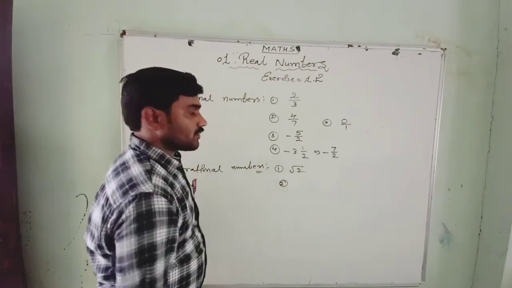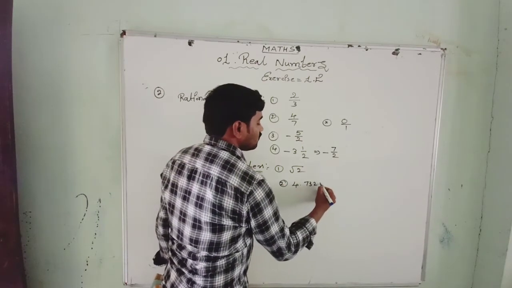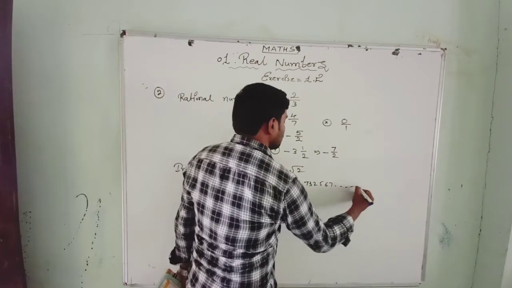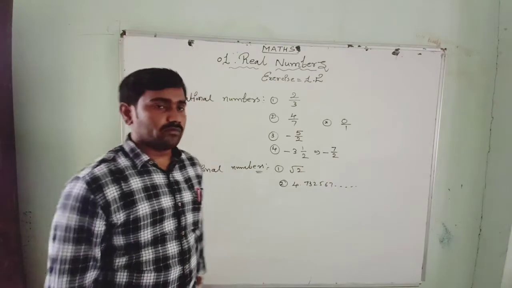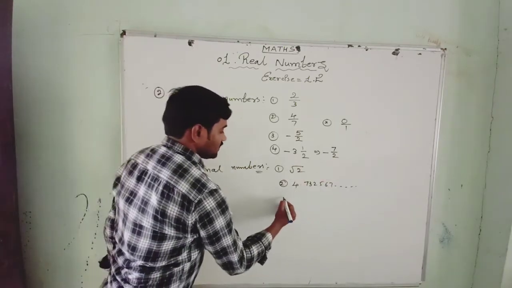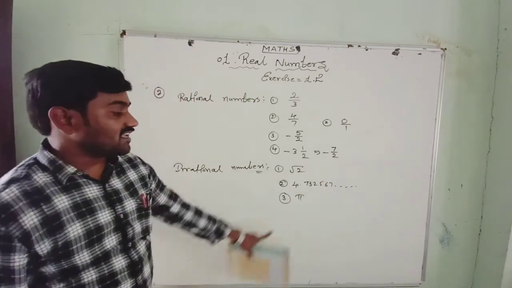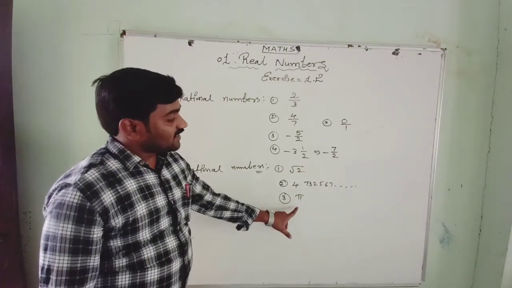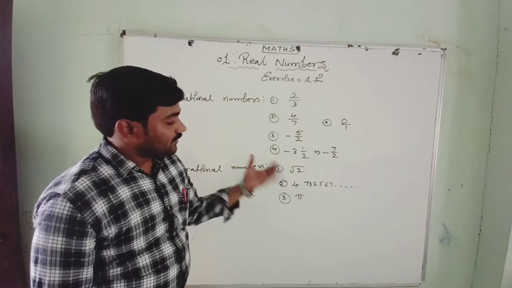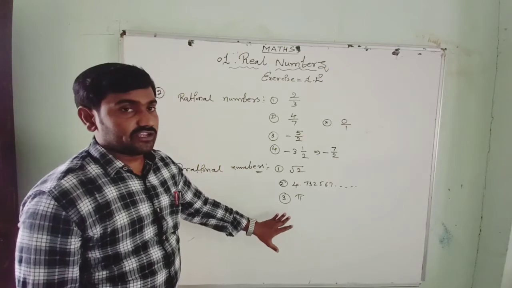Then second one, non-terminating, non-repeating decimal numbers. Suppose 4.73256 and so on. No decimal digits are repeating there and the number of decimal digits is uncountable. So it is an irrational number. Then third one, pi is an irrational number. Pi is a Greek letter. Here it will also be considered an irrational number only.